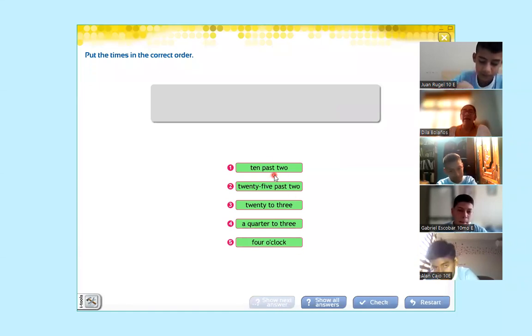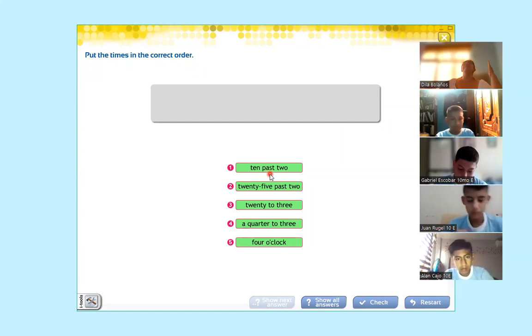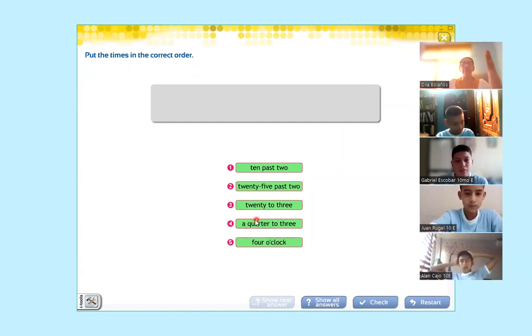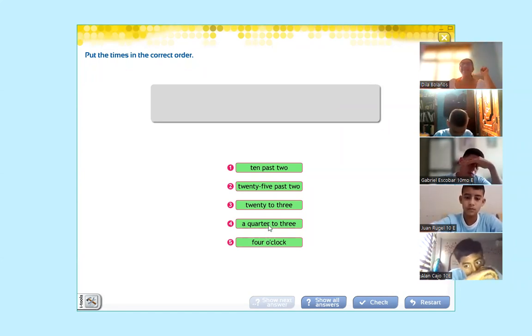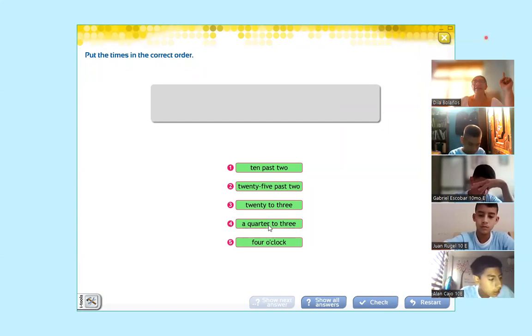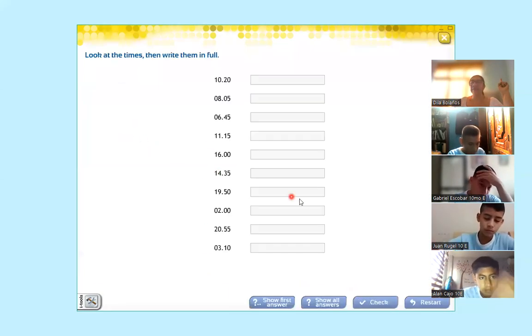Excellent. Now remember that here we say past. We are going to use past with the information that comes after the corresponding time. We're specifically talking about the minutes in this case. Remember that a quarter to indicates that 15 minutes are missing for the next hour, okay? That is the difference, and you learned that last cycle. So we continue with the next activity.